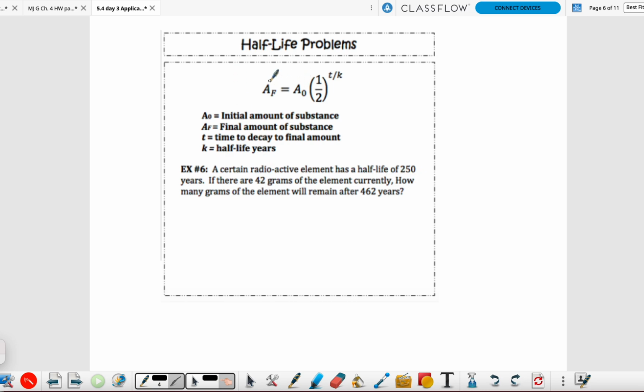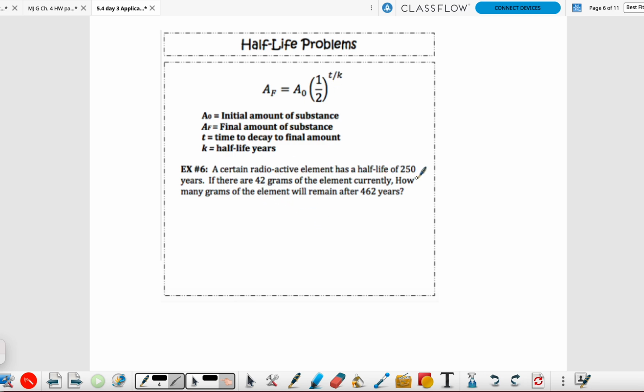So your formula here is just your initial amount of the substance times 1/2, that's the half-life, to the power of time over the half-life of the particular substance. So this is basically better explained with an example.